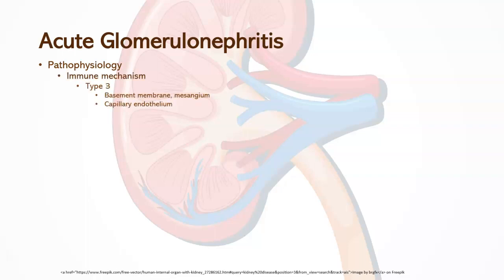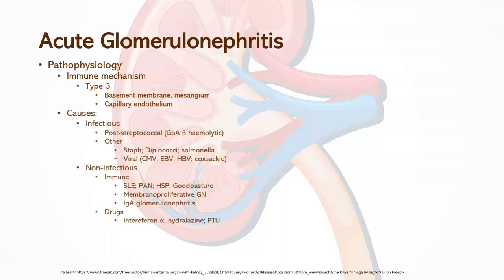So this is an immune disease, and the immune mechanism is a type 3 or antibody-antigen complex disease. These complexes tend to deposit in the glomerular basement membrane and cause thickening of the basement membrane, the mesangium, and the capillary endothelium.